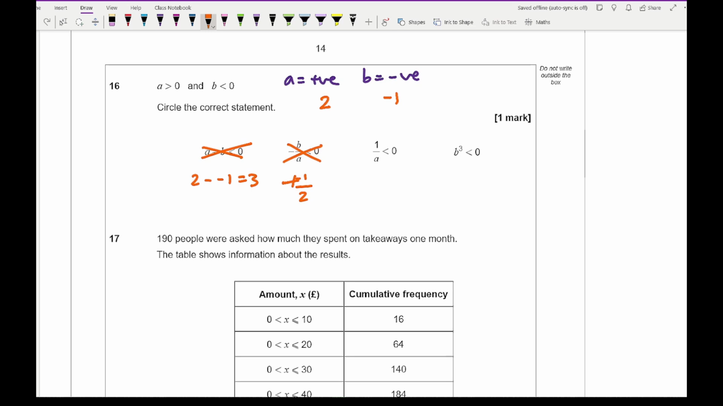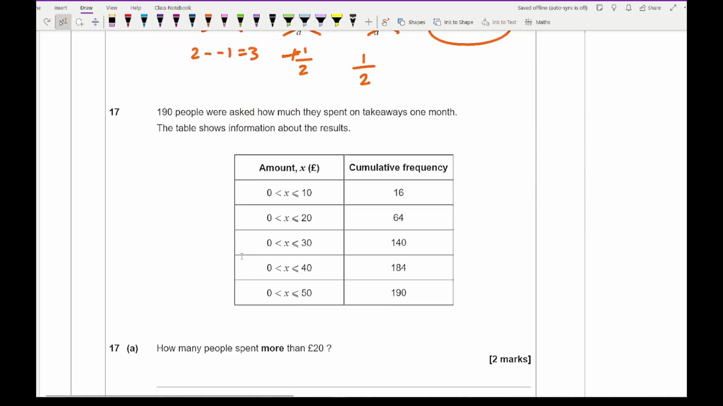Then I've got 1 over 2, and again that's not less than 0, so that is incorrect. So the one that is correct that I need to circle is going to be my fourth option.